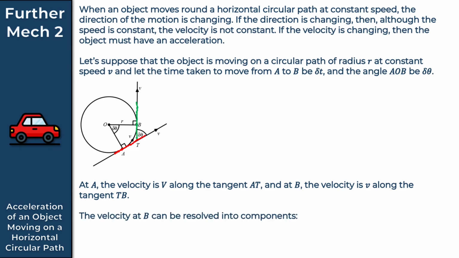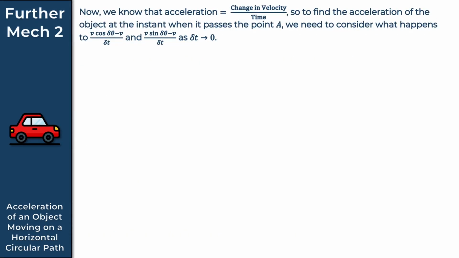Now, what we can also do here is split the velocity at B into components, or resolve it into components. What we get is v cos delta theta parallel to AT, and we also get v sine delta theta perpendicular to AT. So let's keep going in a little more detail and see if we can derive the relevant results ourselves.